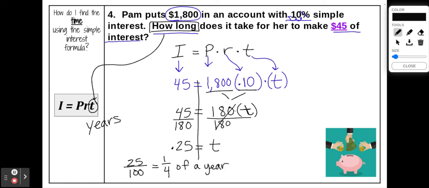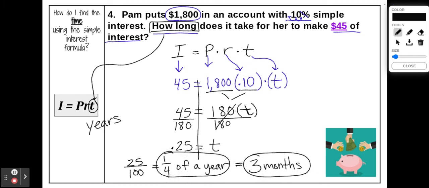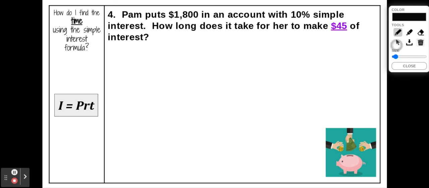Okay, let's make sense of that even more. How many months is that? Well, 12 months in a year. What's 1/4 of a year? So if I take the 12 months and divide it by 4, that would be 3 months. 3 months is 1/4 of a year. So I could either say 1/4 of a year, or I could say 3 months, but not quite a year. That would be the time. That's how long Pam put the $1,800 into the account in order to make $45 interest. So using the simple interest formula to find something other than interest is just like solving an equation.